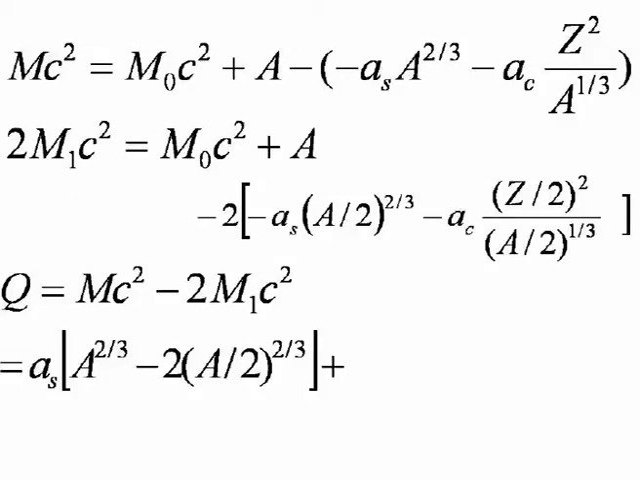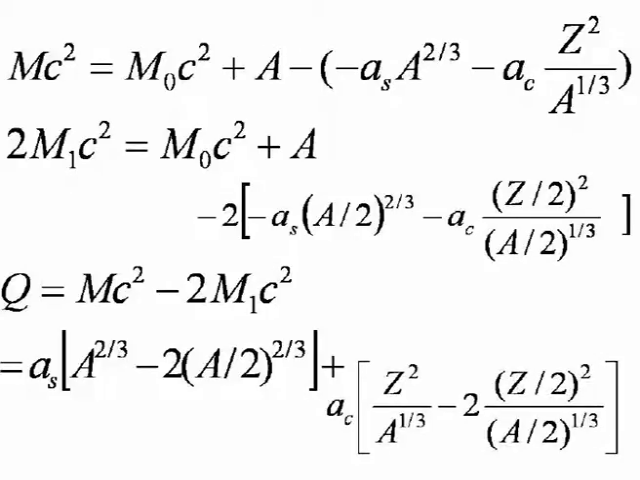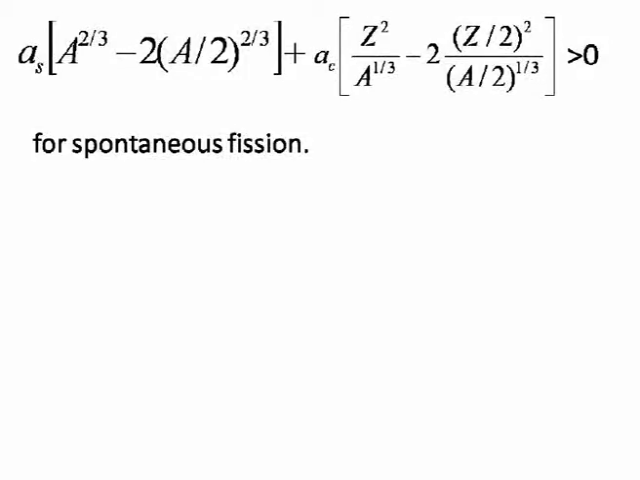So, that is the first term, and the second term is similarly plus A c z square divided by A to the power 1 by 3 minus 2 times z by 2 square divided by A by 2 to the power 1 by 3. So, this quantity should be positive for fission, for this particular reaction, to be energetically favorable.